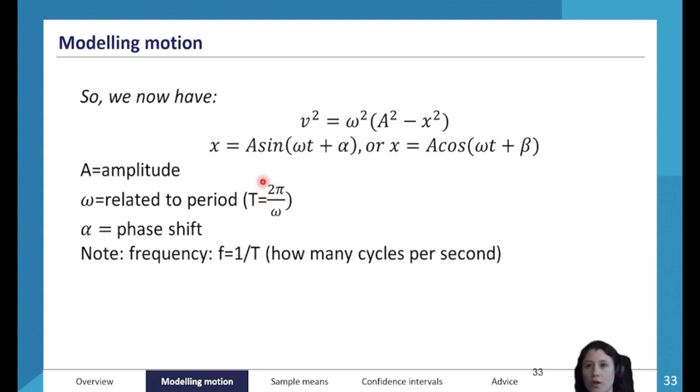So I believe this one is in your formula sheet, so you don't need to remember it. And then another thing is that the frequency is the reciprocal of the period. So the period is how long it takes for one cycle to be completed, and the frequency is how many cycles are completed per second.